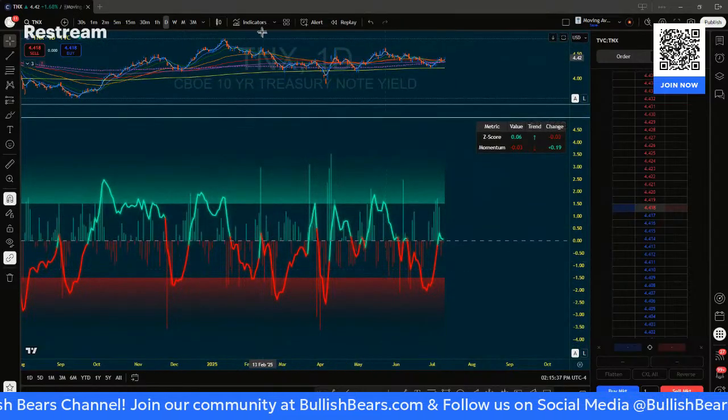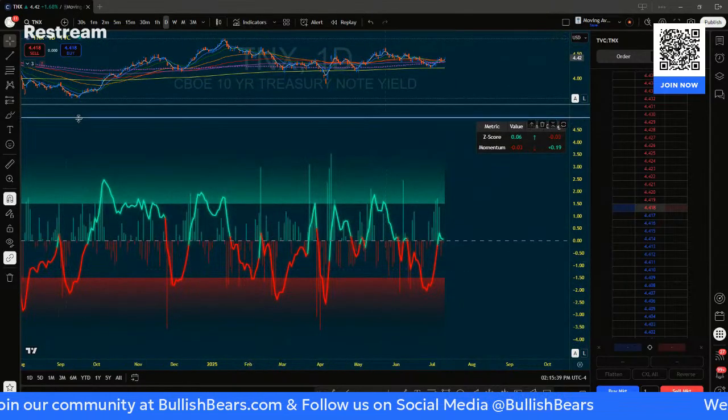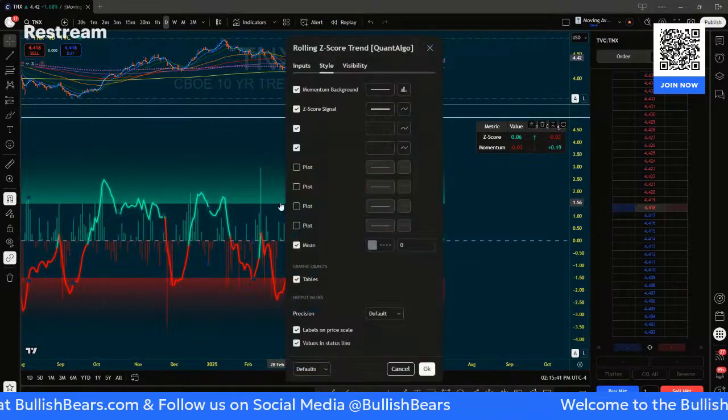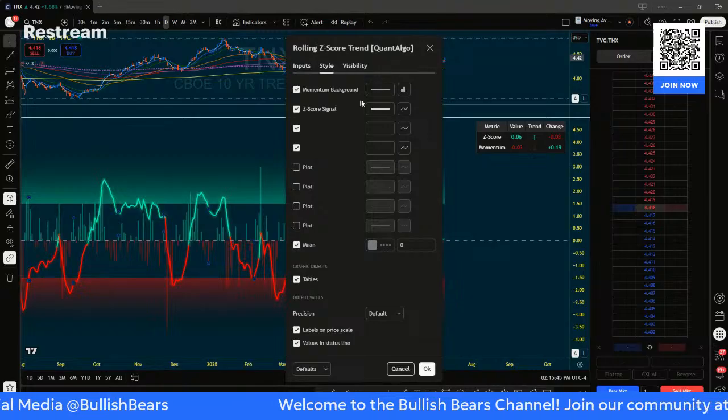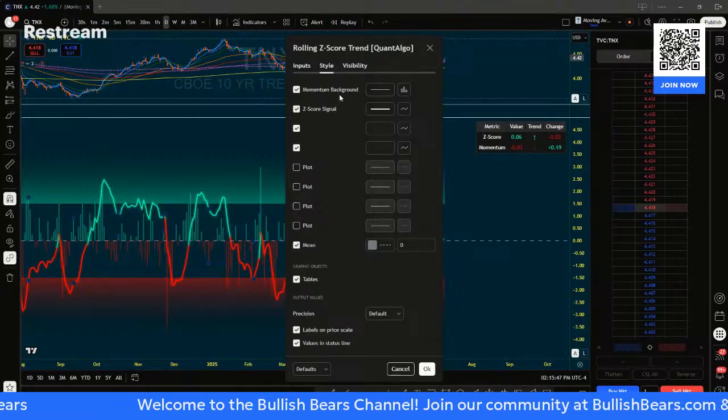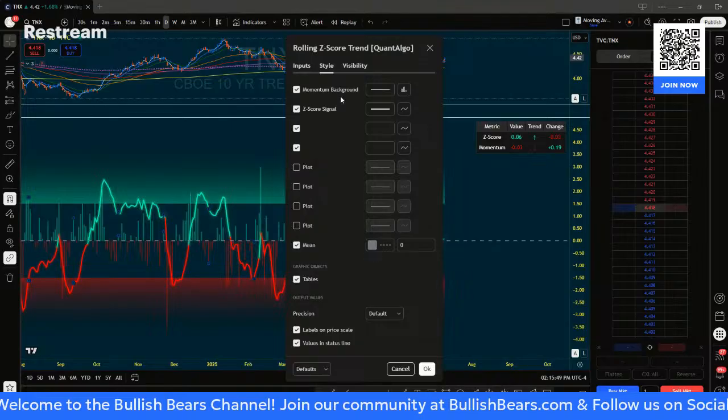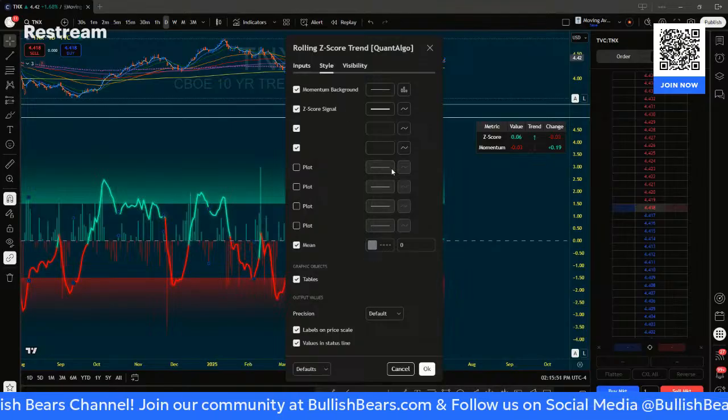That's the one on TradingView, and it's called Rolling Z-Score Trend by Quant Algo. It's free. You don't have to buy it. Don't buy indicators, for goodness sakes.